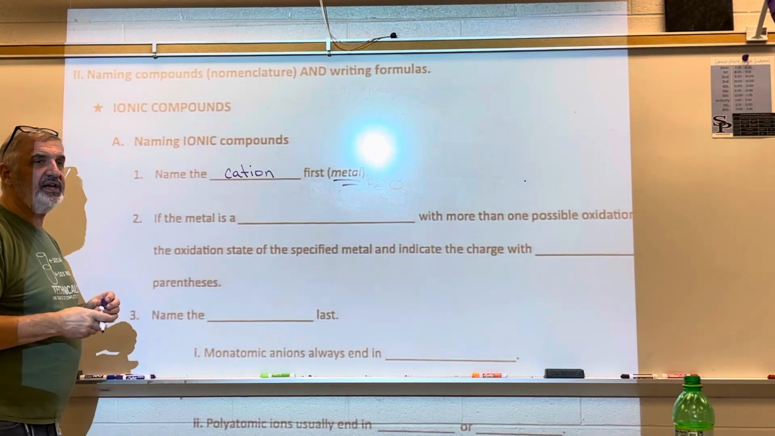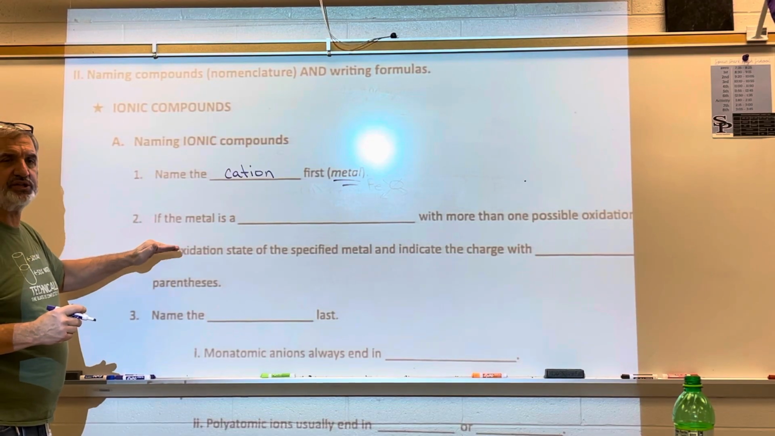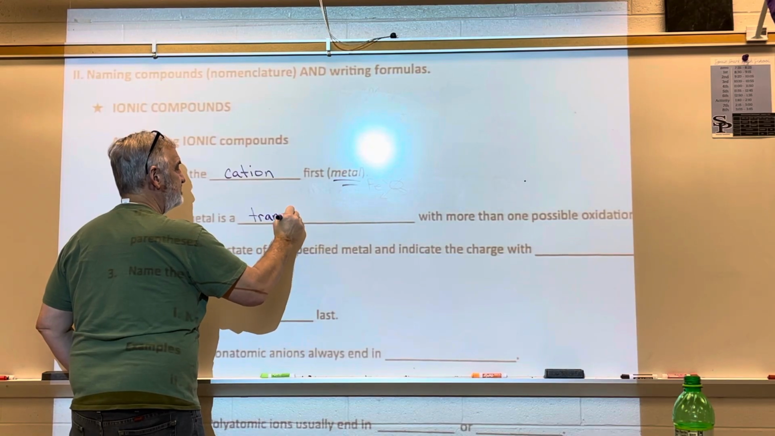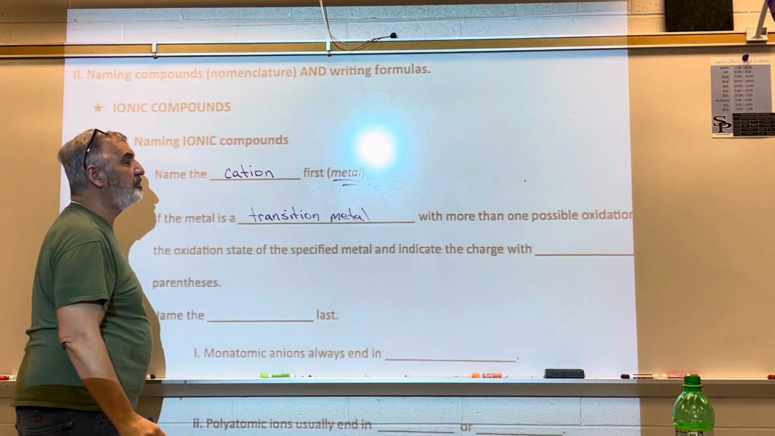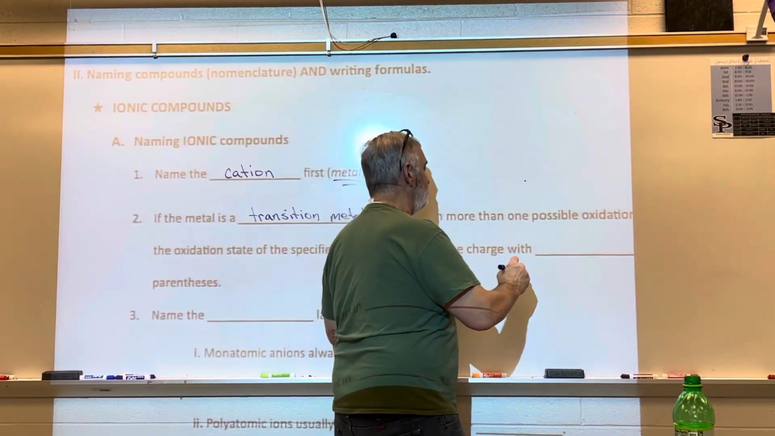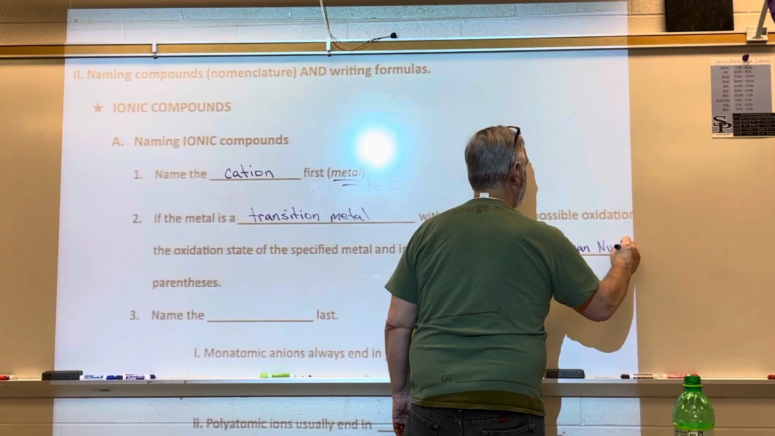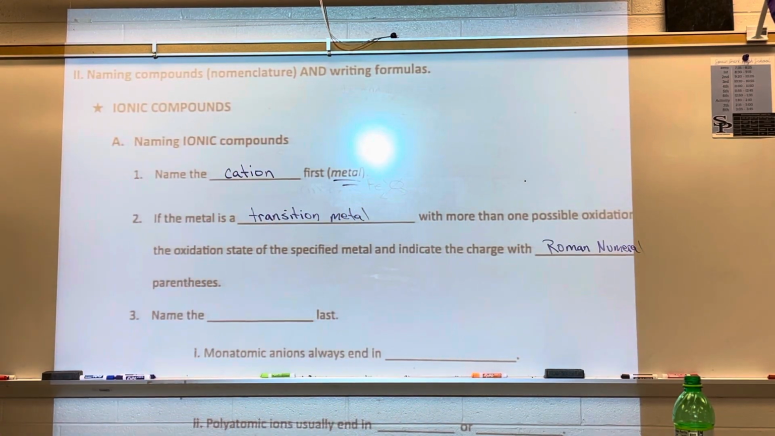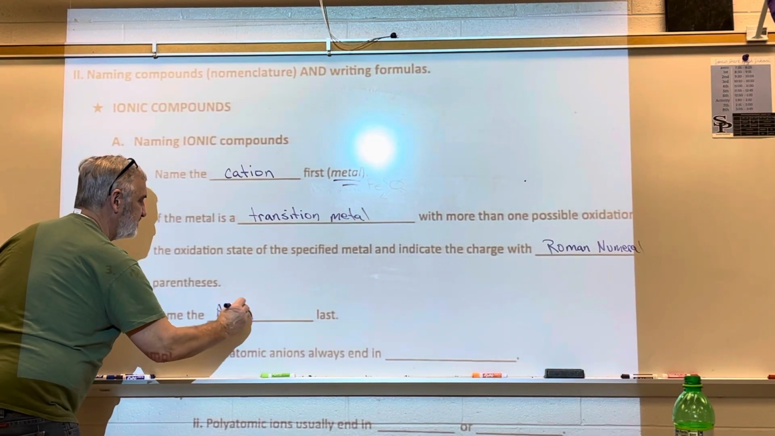Now here's the one thing that we have to pay attention to with ionic compounds. The only thing that makes ionic compounds more challenging is if the metal is a transition metal with more than one possible oxidation state, you have to state the oxidation state of the metal with a Roman numeral in parentheses. Okay? And then we name the anion last. Now we're just going to look at some.